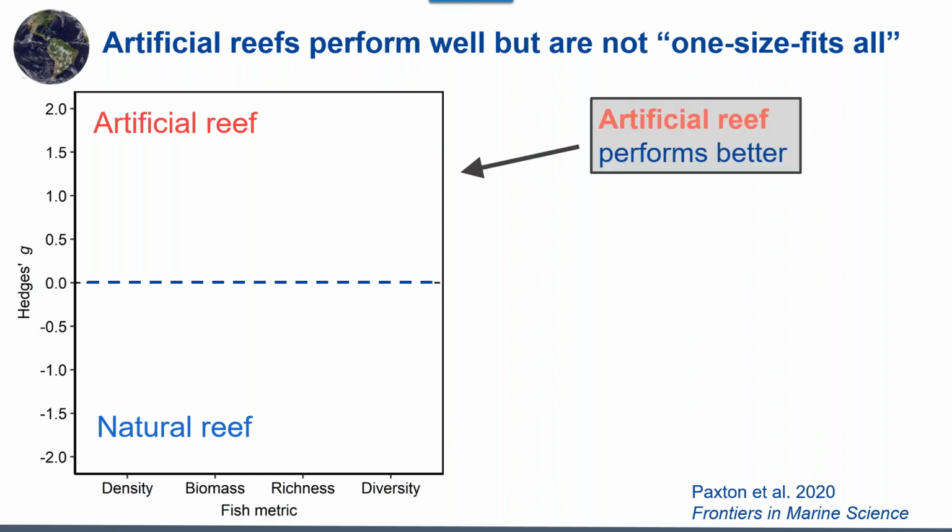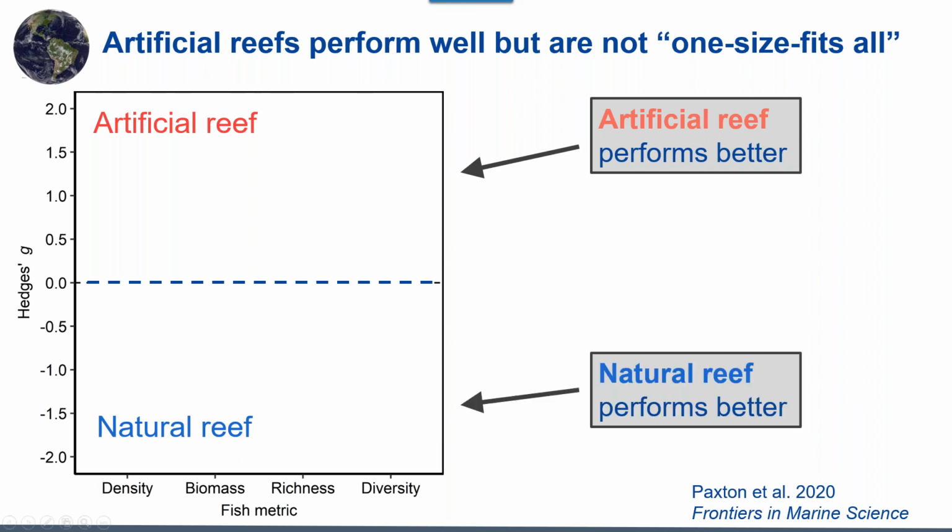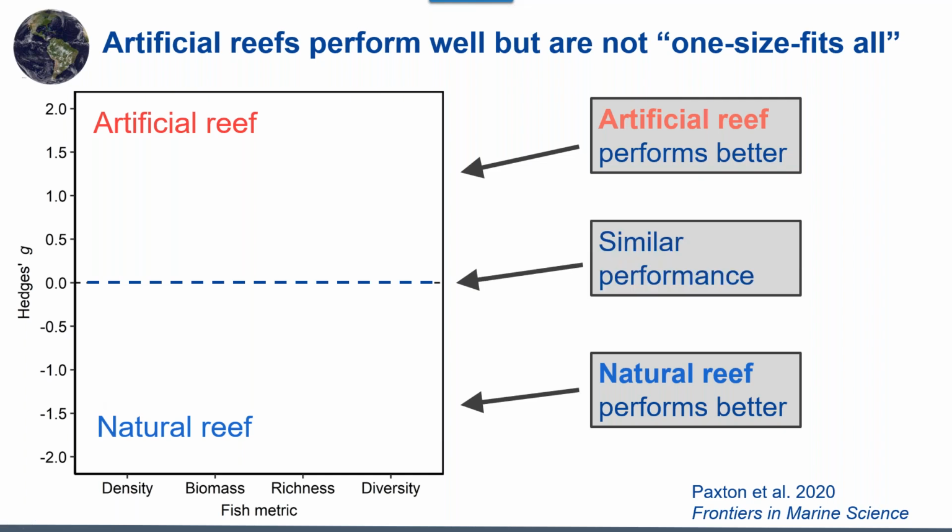And the way you interpret this is that if a point that I'm going to show you and its error bars occurs in the portion of this plot above the dotted line, that means the artificial reef performs better on the basis of that particular fish community metric. If, in contrast, the point and its error bars occur below this dashed line, hence a negative Hedges' g value, the natural reef will perform better. And if the point and/or its error bars cross the dashed line at 0, that means that artificial and natural reefs have similar performance.